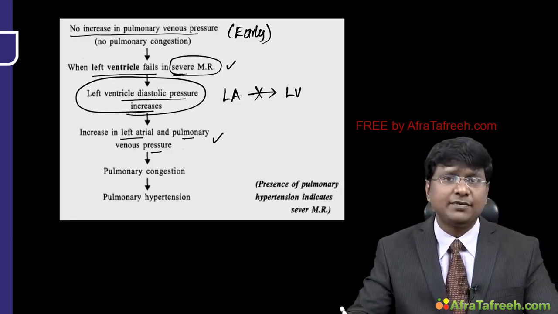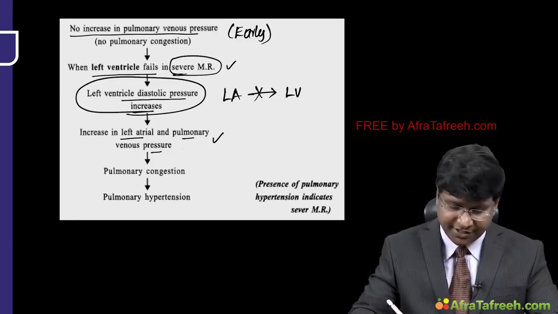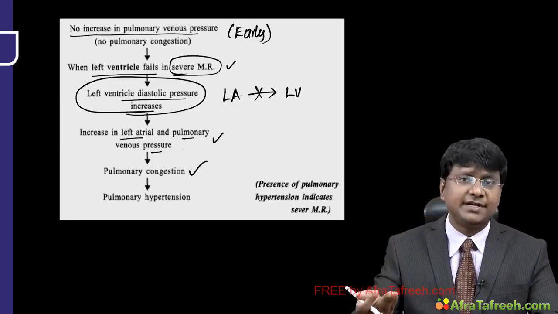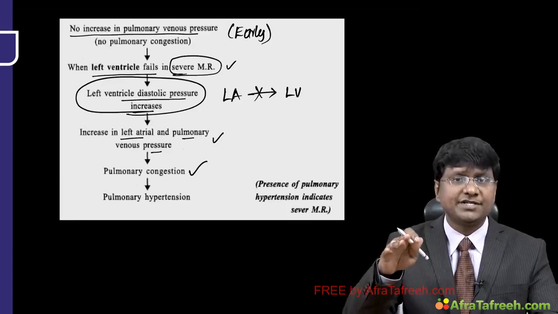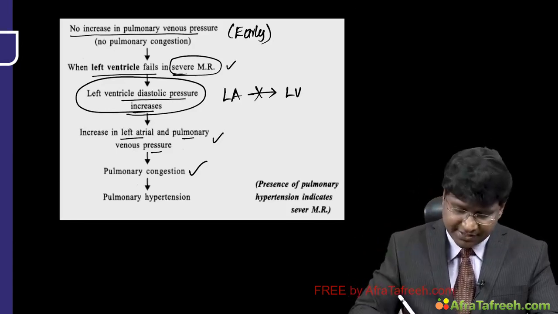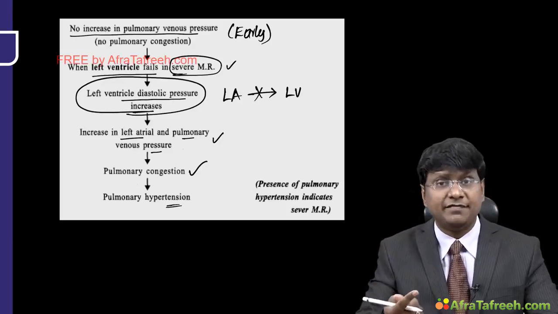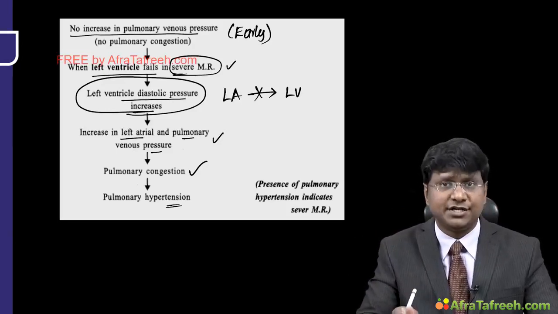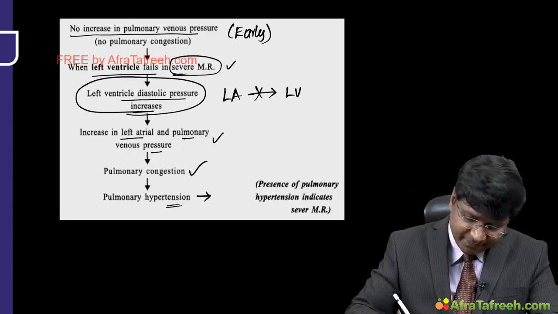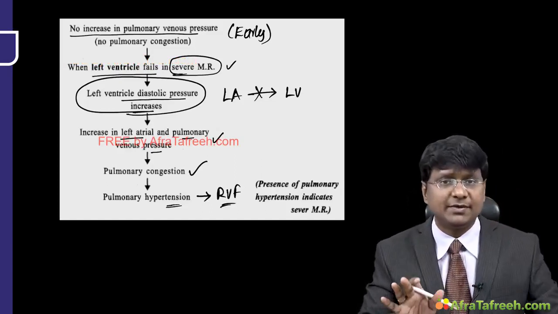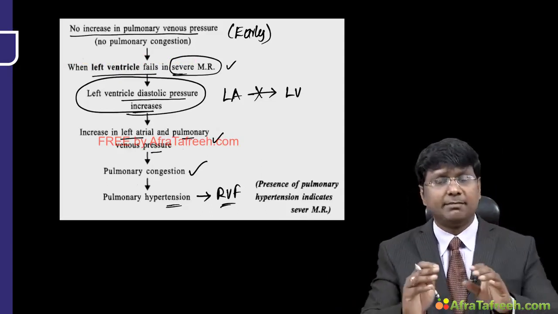And subsequently, what will happen? The pulmonary capillary wedge pressure increases and there will be pulmonary congestion. And as the severity further increases, there will be an increase in pressure even within the pulmonary arteries, causing pulmonary hypertension. Once there is pulmonary hypertension, there can be functional pulmonary regurgitation, and subsequently there can be development of right ventricular failure as well. Okay, so this is about the hemodynamics that will be happening in case of mitral regurgitation.